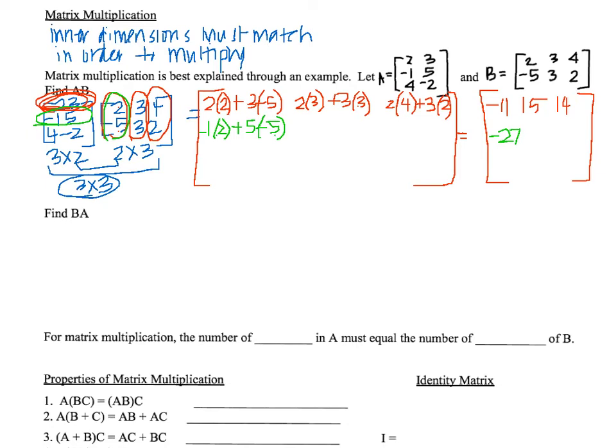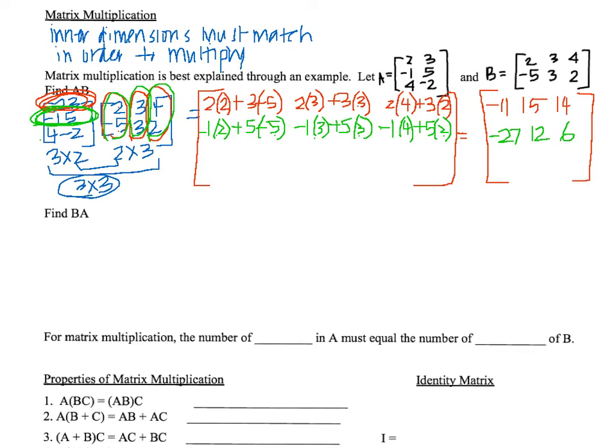And then I go the next one. Because I want the element in 2, 2, I go row 2, column 2. So -1 times 3 plus 5 times 3. So -3 plus 15 is 12. And then I go one more time. Row 2 by column 3. So -1 times 4 plus 5 times 2. -4 plus 10 gives me 6.